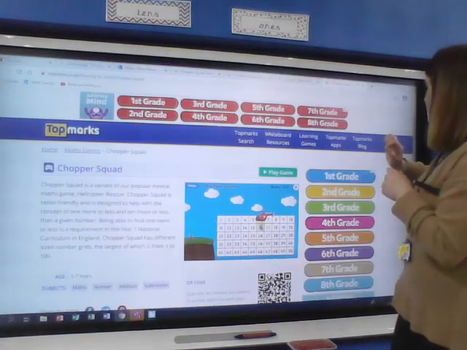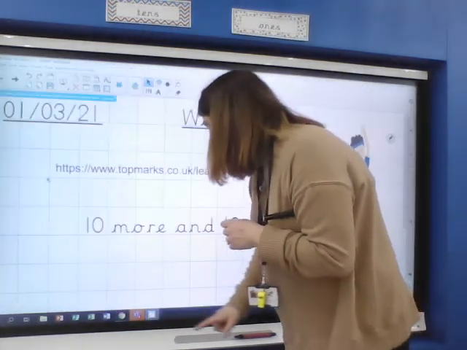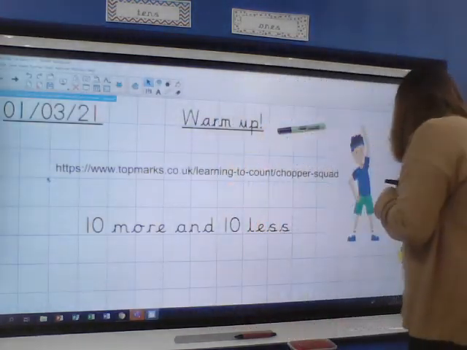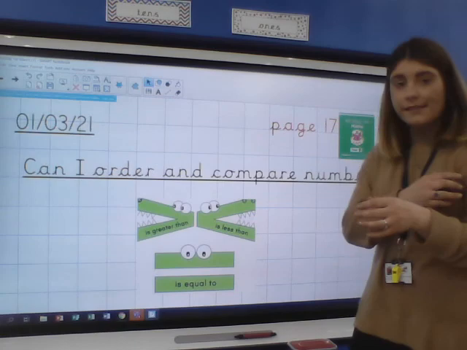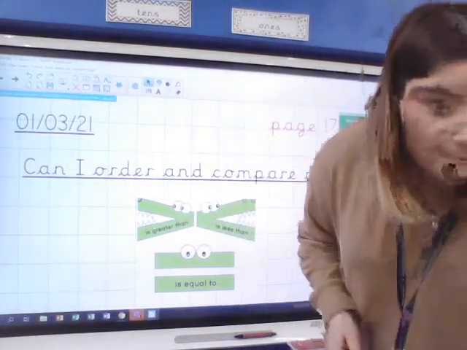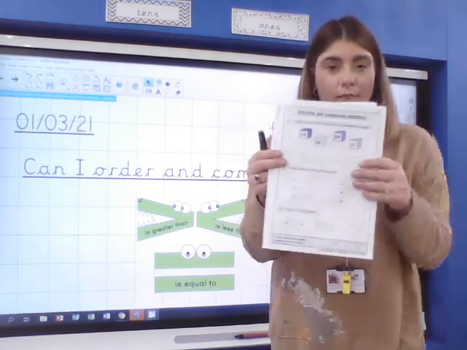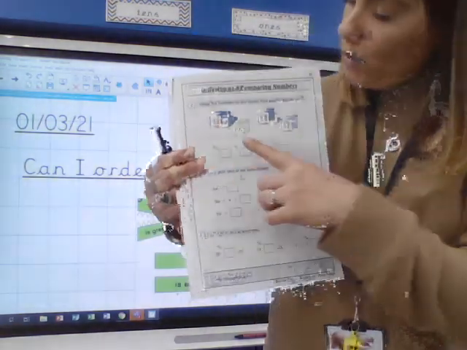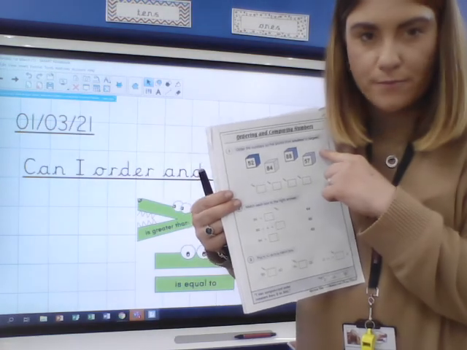Okay. So let's move on then to today's learning. So that was our warm-up, and like Mrs. Wood said, be sure to send lots of photographs of any warm-ups or extra learning that you complete at home. So today, on page 17, we should have ordering and comparing numbers.